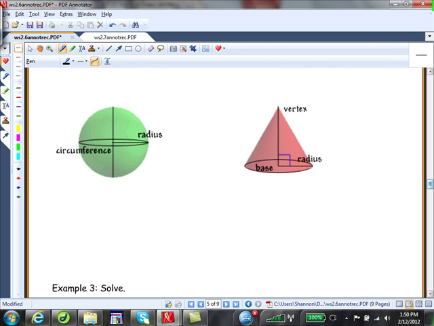All right. So a sphere, this is a sphere, and a sphere has a volume of 4/3 pi times the radius cubed, and that's in cubic units.